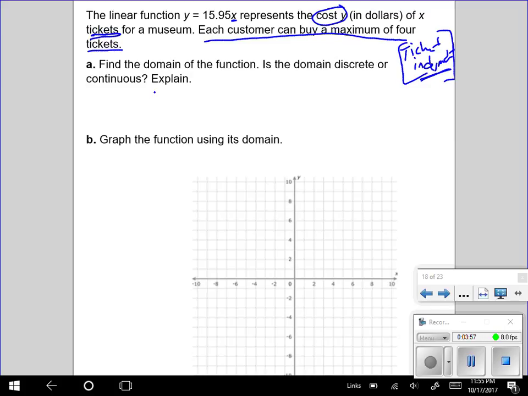Well, we could buy 0 tickets. We could buy 1 ticket. We could buy 2 tickets. We could buy 3 tickets. And we could buy 4 tickets.